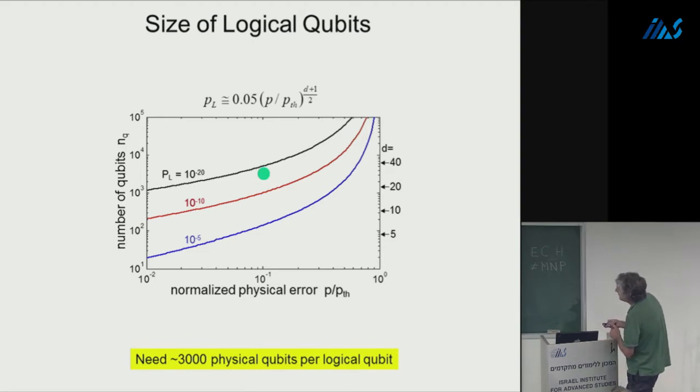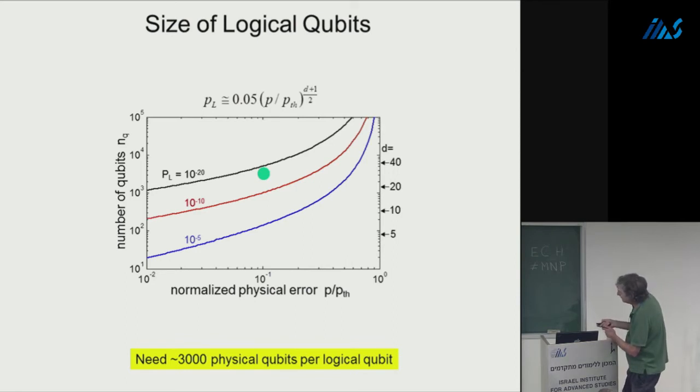You can then say, if I'm below the threshold and I want a logical error rate of, say, 10 to the minus 18 to do some factoring algorithm, it says how many qubits I want. I need a dimension of 30 or so, and that's a few thousand qubits. Okay, so you need 3,000 physical qubits per logical qubit. And you need a lot of qubits no matter how you encode it, and this is just a very simple way to know what's going on.